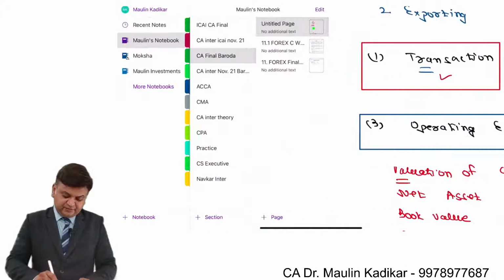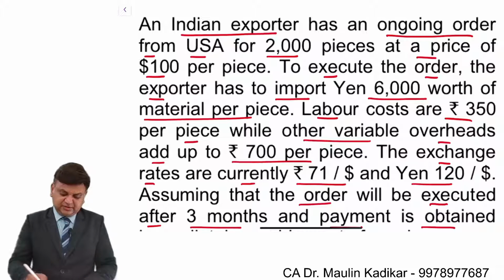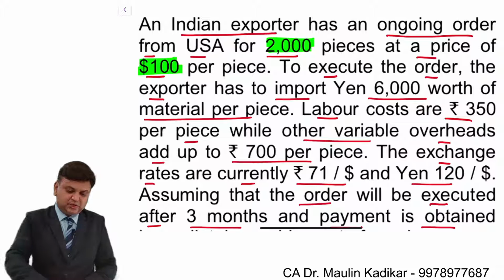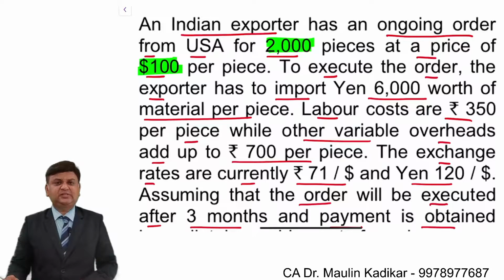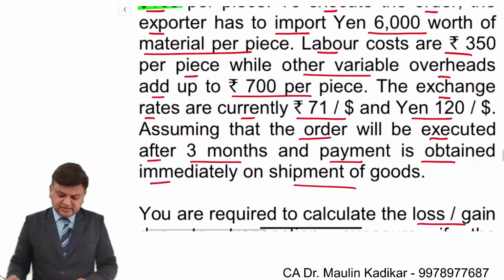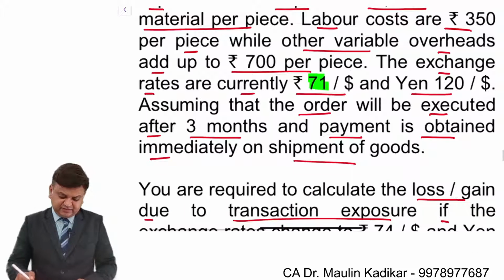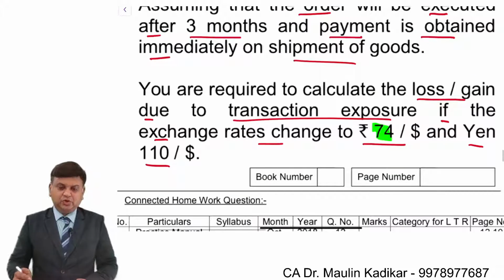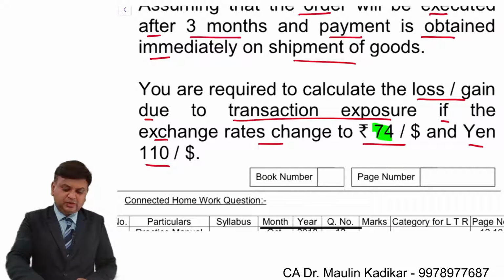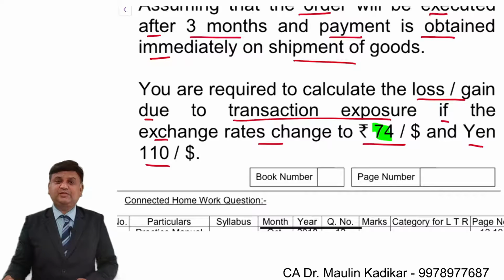Over here, we can see that the information is given that 2000 units and $100 is the sale consideration. So 2000 into 100 comes to the sales value of $2 lakh. The dollar currency is likely to appreciate from 71 to 74. So you are going to receive 3 rupees more. Into 3, so 6 lakh rupees is positive.